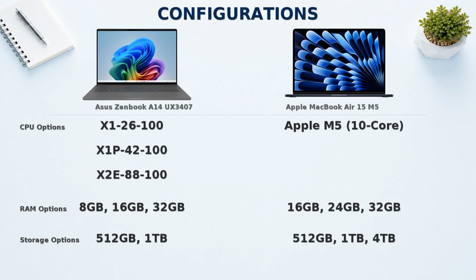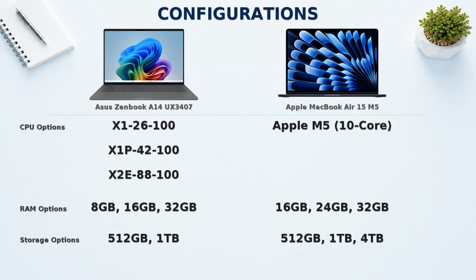With 4 CPU options instead of 1, you get more flexibility to match your workload and budget right from the start. Zenbook also gives you 8 GB, 16 GB, or 32 GB of RAM and 512 GB or 1 TB of storage, while MacBook Air offers 16 GB, 24 GB, or 32 GB of RAM and 512 GB, 1 TB, or 4 TB of storage. So the real difference is how many ways you can tailor the machine to your needs.